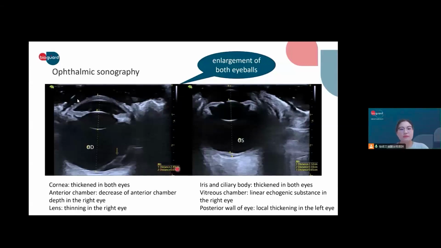Here, the distance is the axial length of the eyeball. The normal axial length of the eyeball in this breed should be around 2.2 centimeters. But here, the length in the left eye was 2.32 centimeters, and that in the right eye was 2.49 centimeters. So we know that both eyes were enlarged.